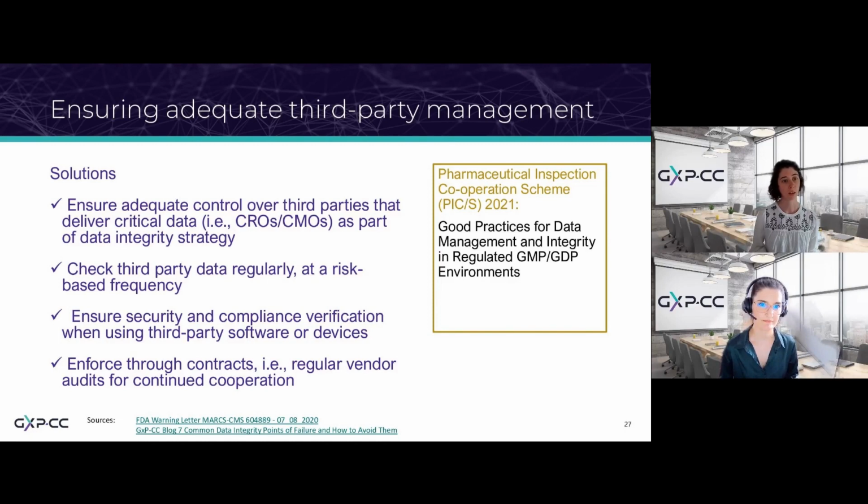You also want to be checking third-party data regularly, and you want to define how often you do that in a risk-based way. And ensuring security and compliance verification also when you use third-party software or devices, which almost all of us do. You can also enforce this through contracts. I think that's a really important point that I had gotten out of this guidance. A good example of that is that you have in your contract that regular audits of your vendor are required in order to have continued cooperation with them. That allows you to formalize how you're managing your third parties and be sure that you really have all the things in place that you need to maintain your accountability.